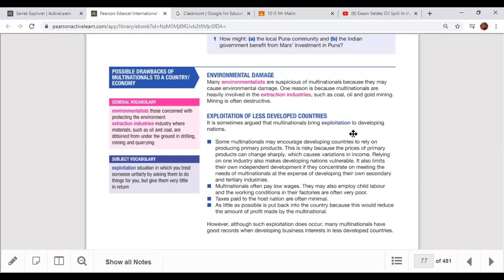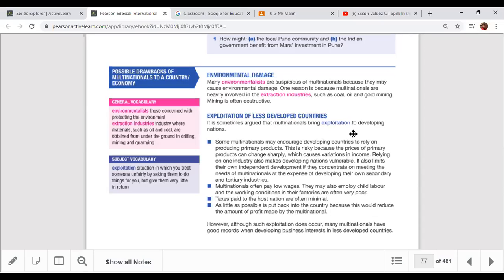And also taxes paid to the host nation are often minimal. That's another thing. They are not paying good tax income because they are avoiding taxes. They have some system to do that. They are paying only minimal tax to the government. And also, as little as possible is put back into the country because it would reduce the amount of profit made by the multinational.